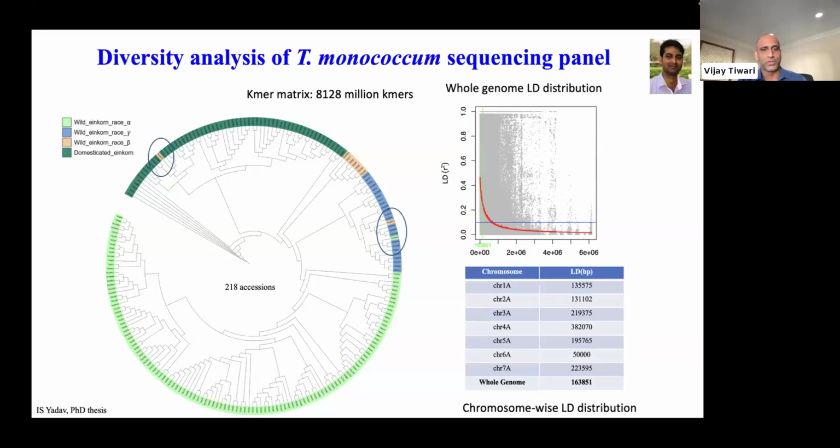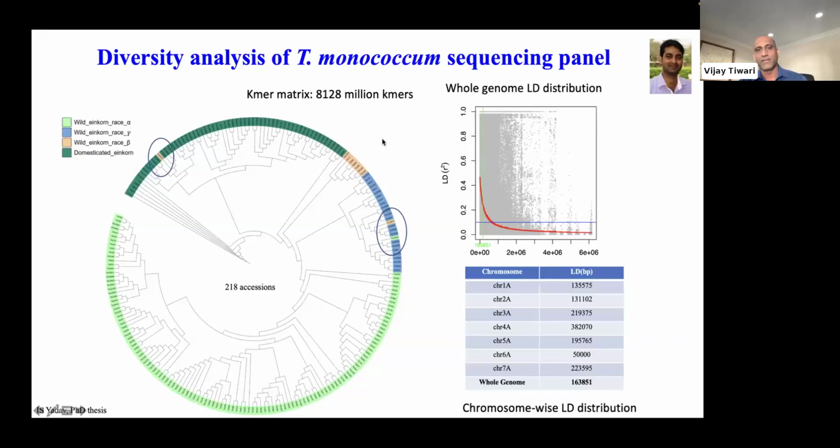And this is the distribution of a set of those 320 lines, about 218 accessions. You are seeing the distribution of wild einkorn wheat, Triticum monococcum subspecies aegilopoides, which has three distinct races: alpha, beta, and gamma races. The beta race is less represented in this collection. That's why, when we got the collection from our partners from Germany, that enriched this particular race, so we now have very good representation of this race in our panel.